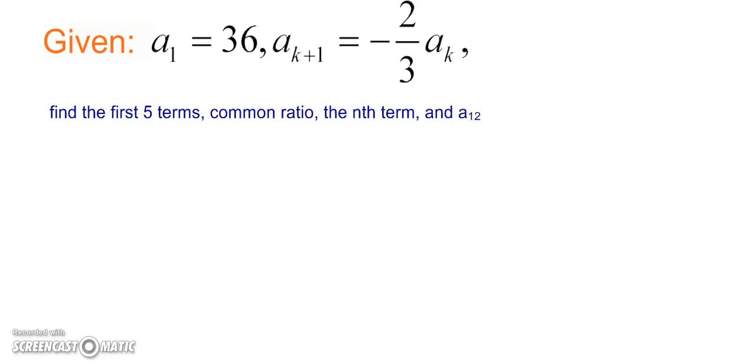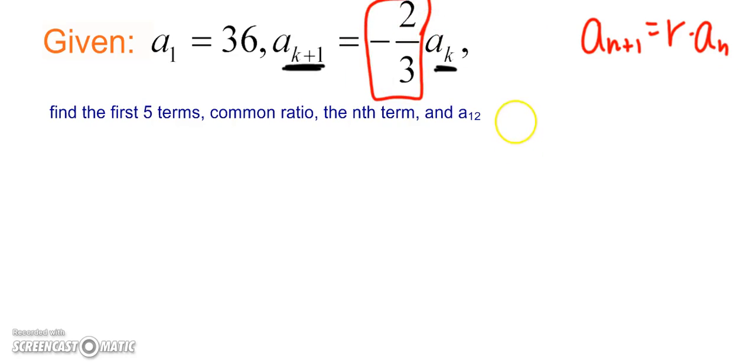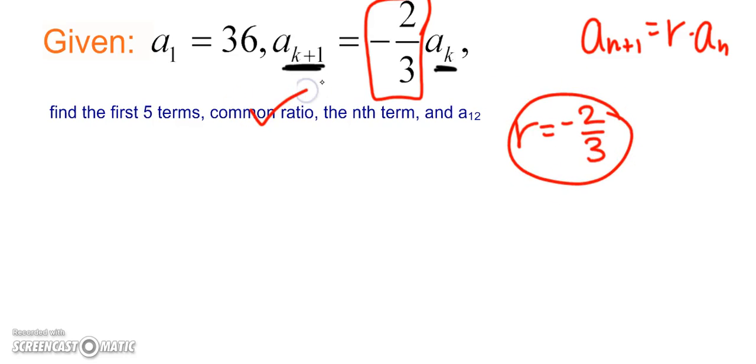Alright, given a sub 1 is 36, and a sub k plus 1 is equal to negative 2/3 a sub k, we should recognize this as being recursive because we've got this k plus 1 being dependent on the previous term. So thinking about our recursive definition, a sub n plus 1 equals r times a sub n, this right here is going to be our common ratio. So check that one off the list. If I want to find the first 5 terms, that means I'm looking for a sub 1. Well, I already know that, 36.